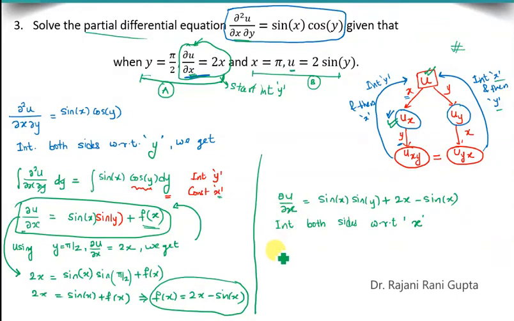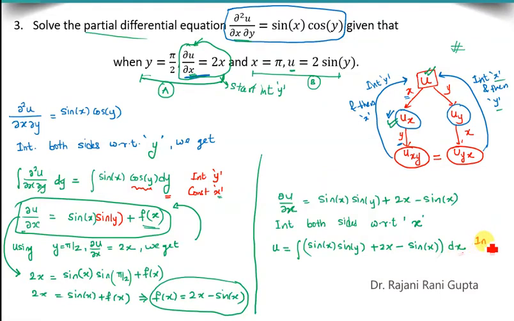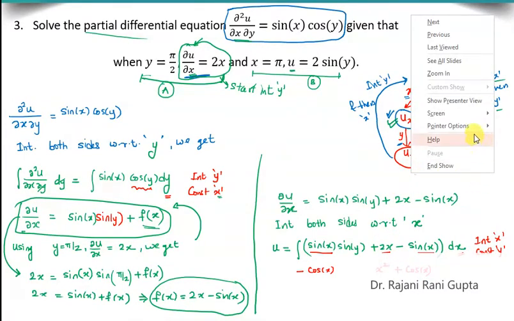Okay, so on the left side you will get u, equal to the integration of the term on the right side, sin x sin y plus 2x minus sin x. You have to integrate it with respect to x. Again we have the term of y inside, so we integrate with x considering y as a constant. So the only functions to integrate are sin x, 2x and sin x. What is the integration of sin x? It is minus cosine x. Integration of 2x will be x square. Integration of minus sin x will be plus cosine x.